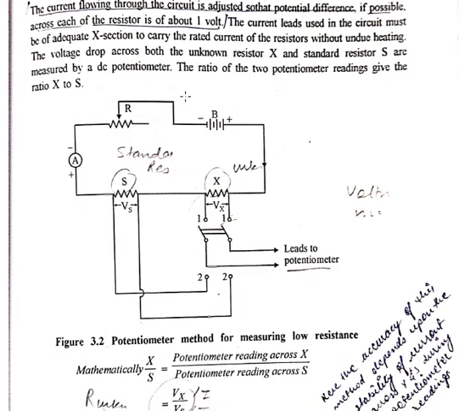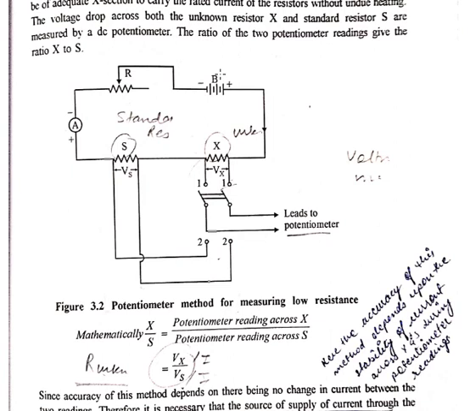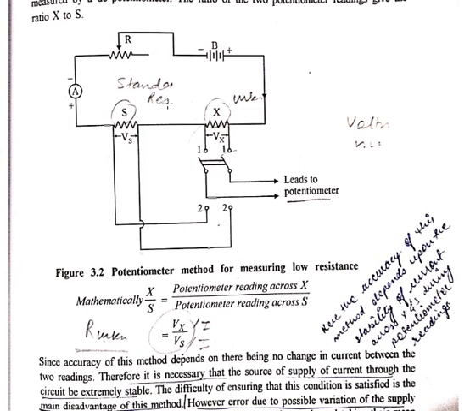The current flowing through the circuit is adjusted so that the potential difference, if possible, across each resistor is about 1 volt. Here there is a precaution that the current leads used in the circuit should be of adequate cross-section, so that the current through the resistor will not cause a heating effect in the leads. So it's a kind of precaution to not give overcurrent here.